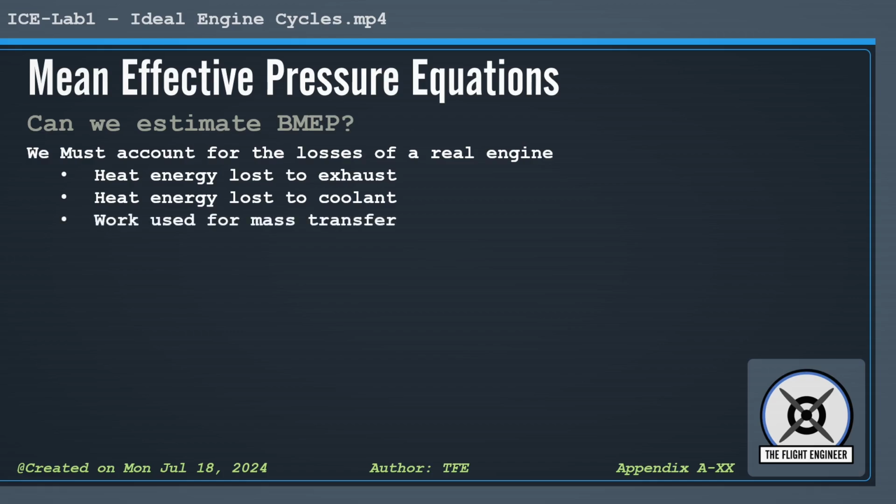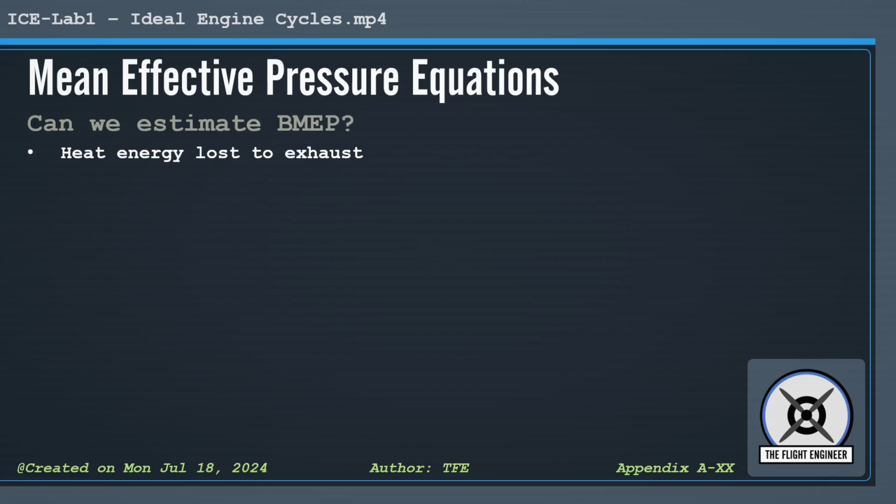We've also got the work used for mass transfer, so that's getting the air and fuel mixture in and out of the cylinder. And then we have the work used to overcome friction. So this would be the frictional effects of the piston rings on the cylinder, the engine main bearings on the crankshaft main journals, any other things like that where there's surfaces directly contacting. These are going to be the main things that we have to account for in any analysis. So let's see how it works.